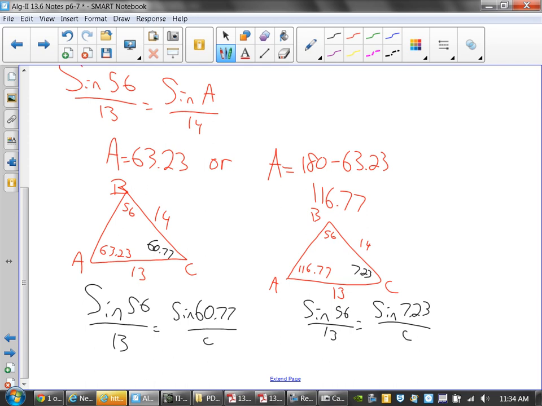Whenever you have a second triangle, you just subtract the angle from 180. Yep, you're subtracting the next angle you find. All right, and then that's how you set it up.